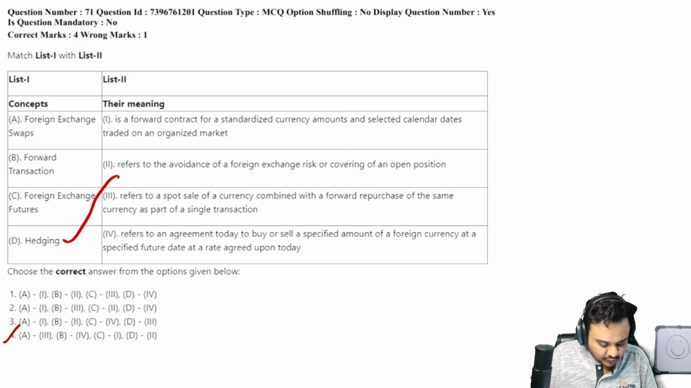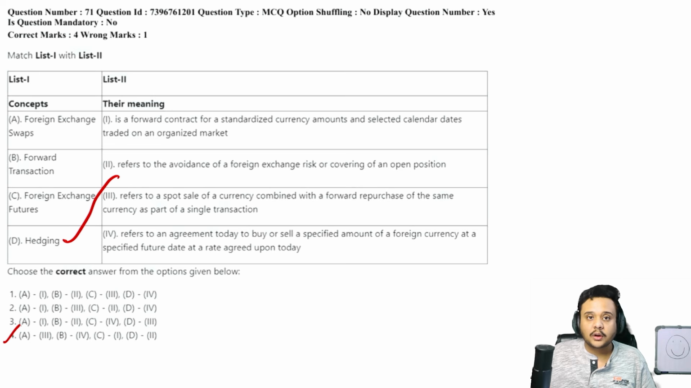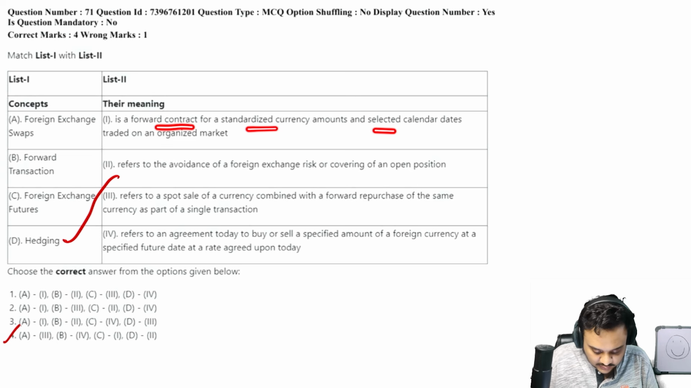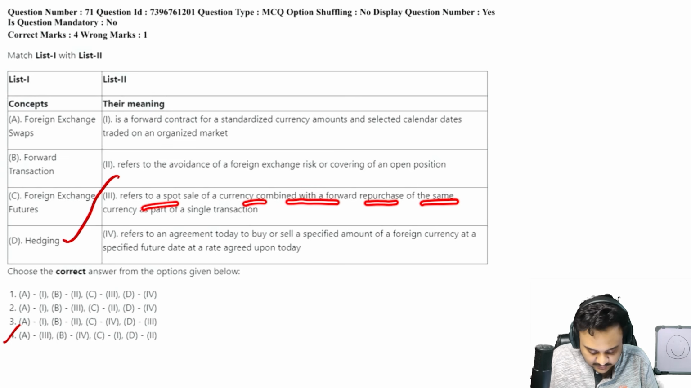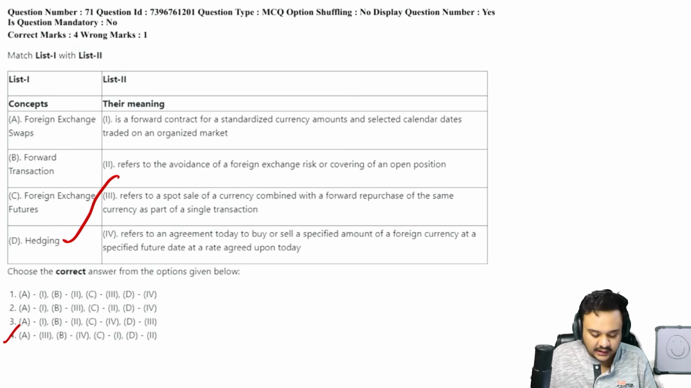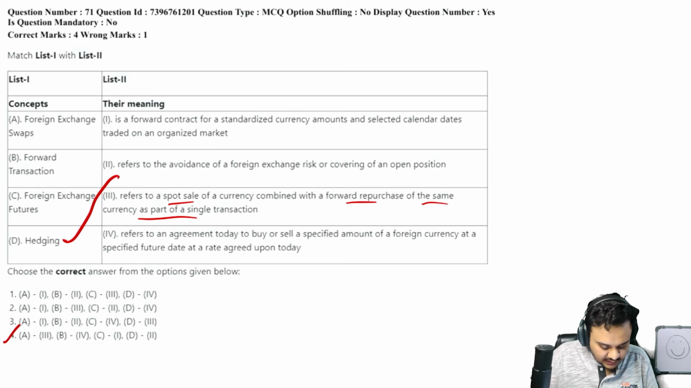So foreign exchange swaps, it is in the news a lot because India gets into a lot of swap agreements with its neighboring countries. Like Sri Lanka, it got into one in 24, or in recent years basically. So it was in the news a lot. So it is a forward? No, it is not a forward contract. It refers to a spot sale of currency combined with forward repurchase of the same currency as part of a single transfer. Yes, so these are just the definitions of these. It will help you to understand as well. So A is 3. Yes, A is 3 as well. D was 2.